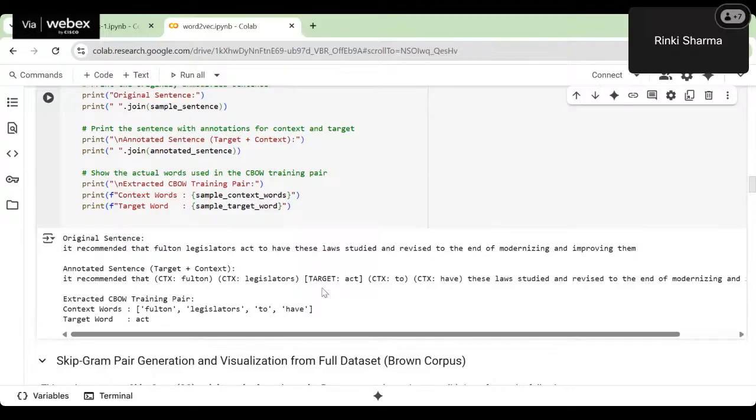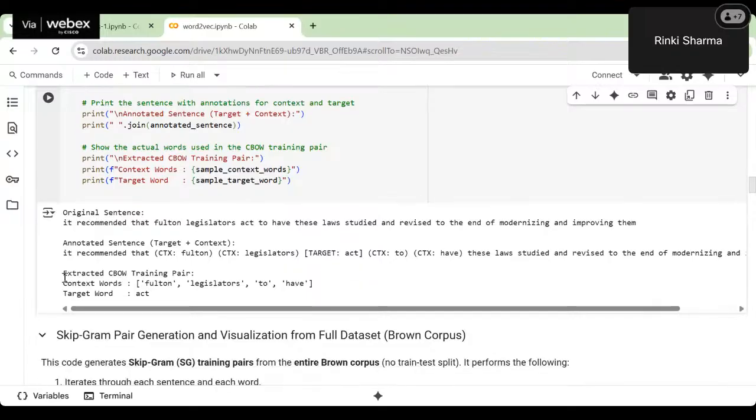Our target word is the word act, and as our window size is defined as 2, these 2 words on the left will serve as the context for the target word act, and these 2 words on the right will also serve as the context for the target word act. So the context words are these 4 words and our target word is the word act. This is how the context and target pair look like for the CBOW model.